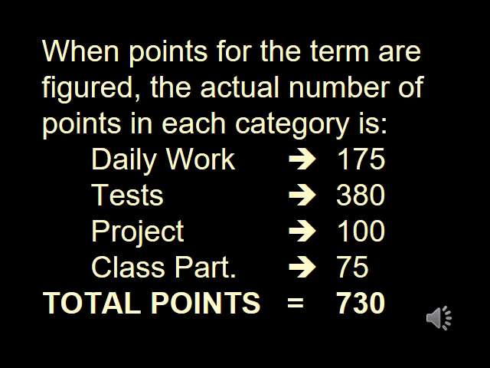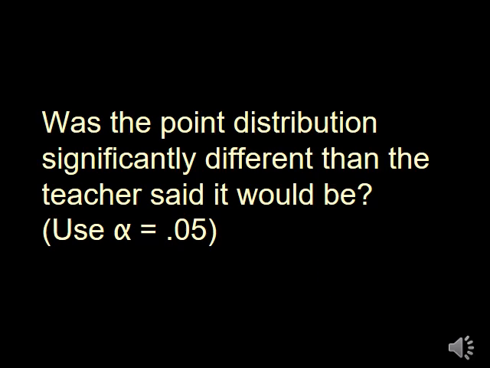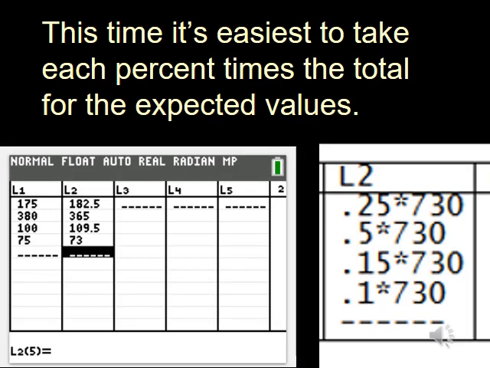The percents would be what I'd use to get the expected ones. And the question says, was the point distribution significantly different than the teacher said it would be? And we're supposed to use alpha equals 0.05. So again, the first thing I want you to be able to do is to figure out those expected values.